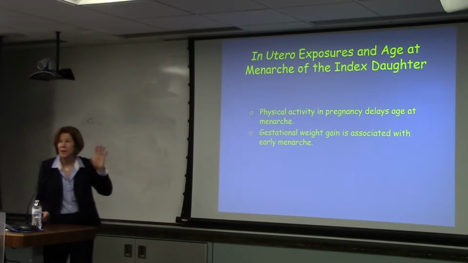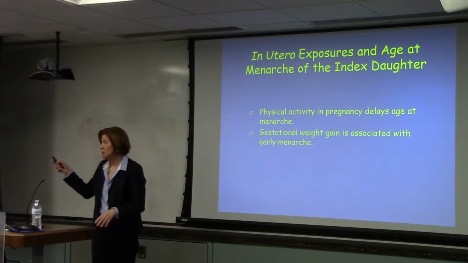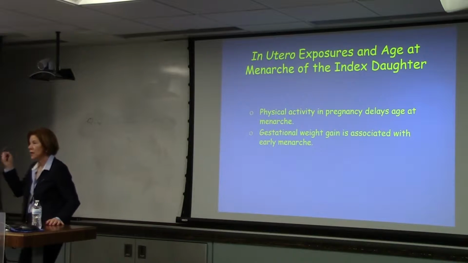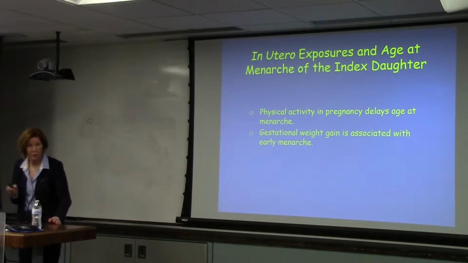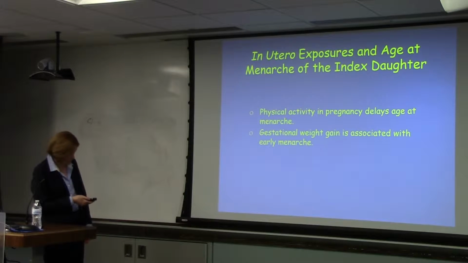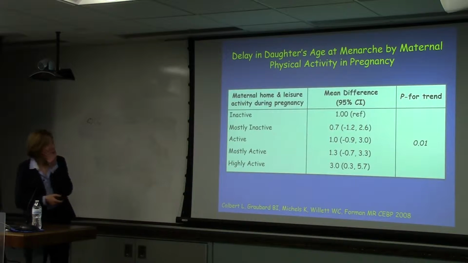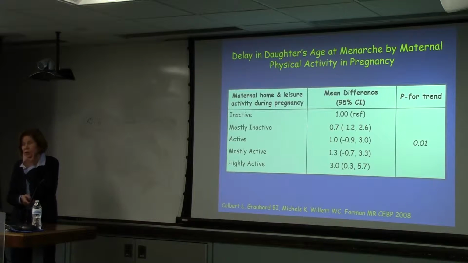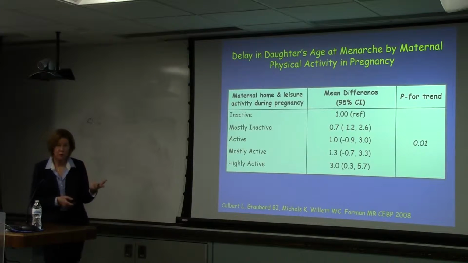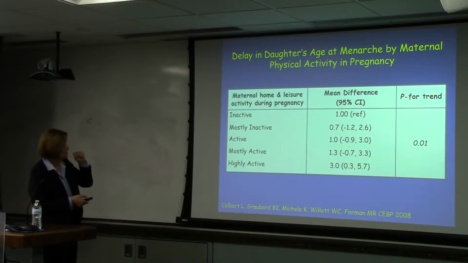In utero exposures can come from the mother's data. The age at menarche, again, comes from the nurse having reported this information on biannual questionnaires. I'm going to tell you that physical activity in pregnancy delays the age at menarche, and gestational weight gain is associated with early menarche. So in the first set of data, we used the mother's questionnaire. Barbara Ainsworth had developed a validated questionnaire of physical activity in pregnancy, and we used this questionnaire.